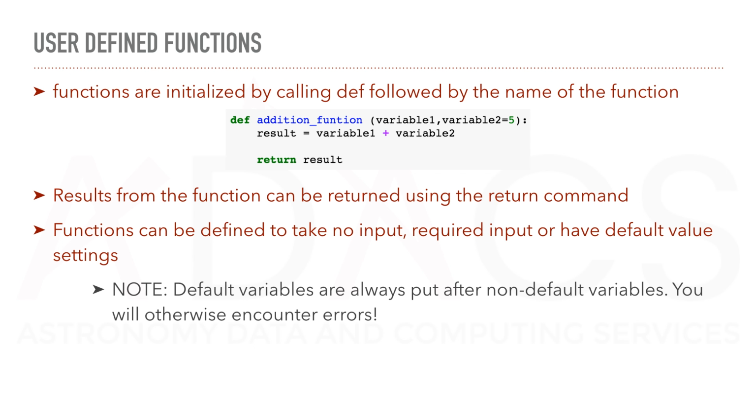And lastly, make sure that if you have default values in the definition of your function, you initialize them after the non-default values. Otherwise, your code will throw an error message and will not run. In the example, the default value is variable 2, which is set equal to 5, which means that unless the user specifies otherwise, it will always default to 5.